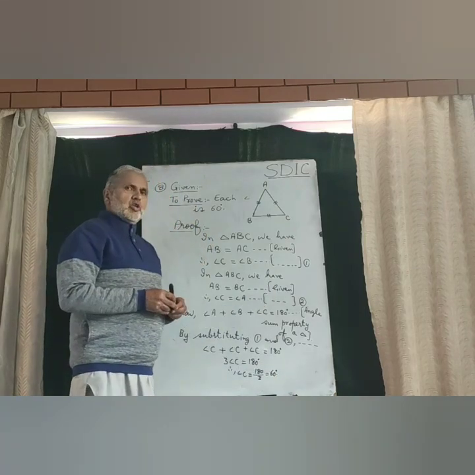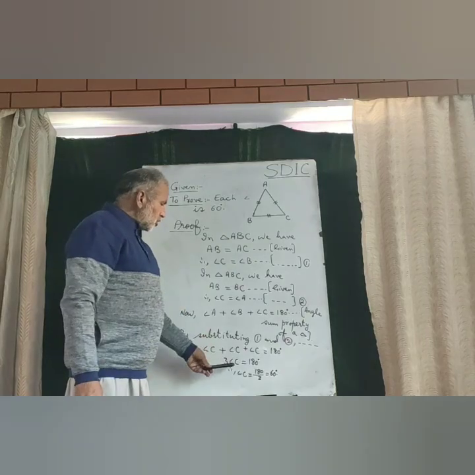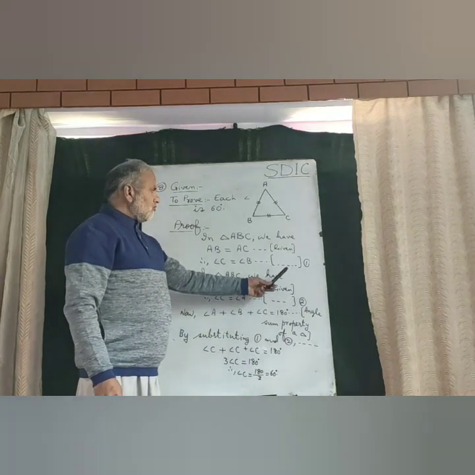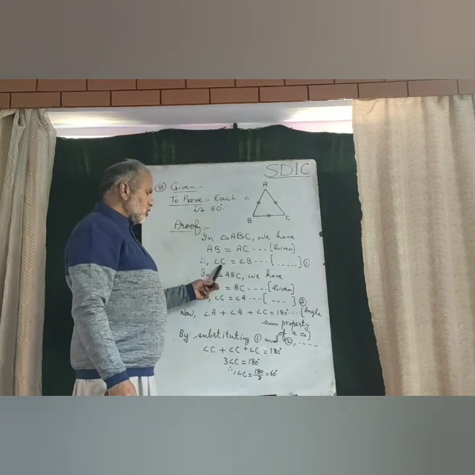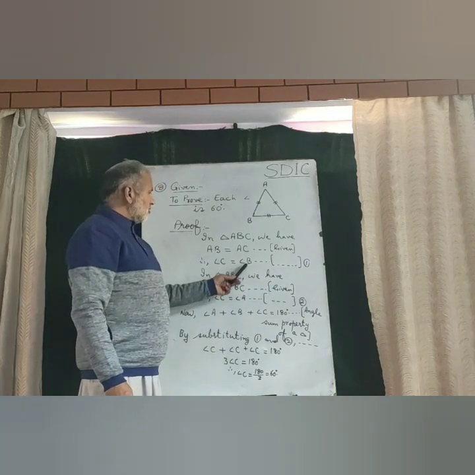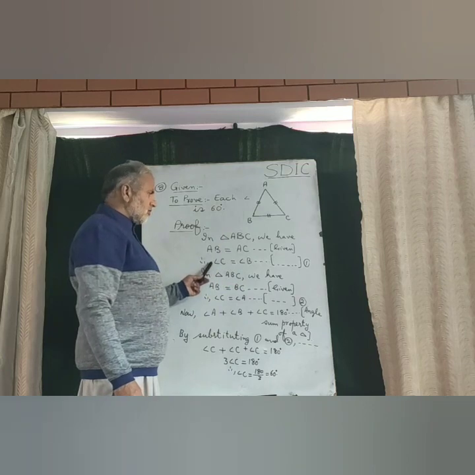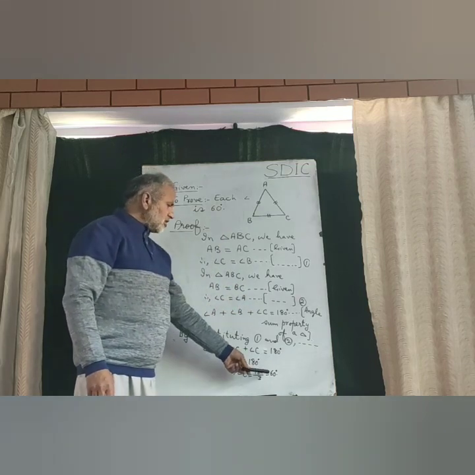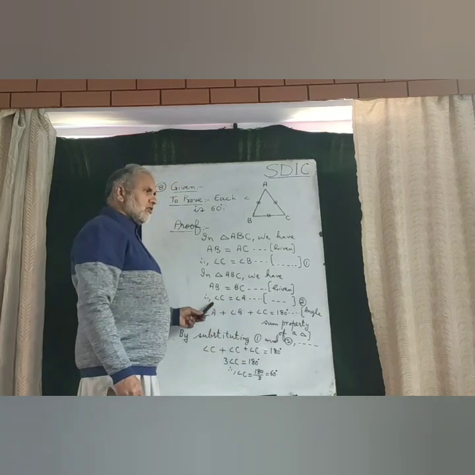Measurement of angle C we got, therefore. Now use this measurement of angle C in first as well as second. When you use it in first, what will you get? Replace angle C by 60, you will get angle B equal to 60. Use this in second, replace angle C again by 60, you will get angle A equal to 60.